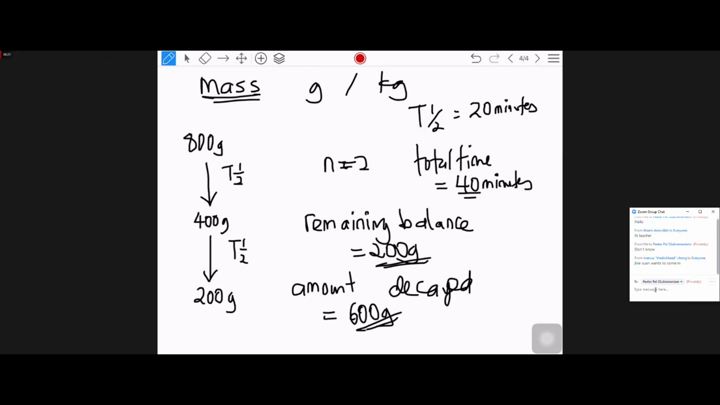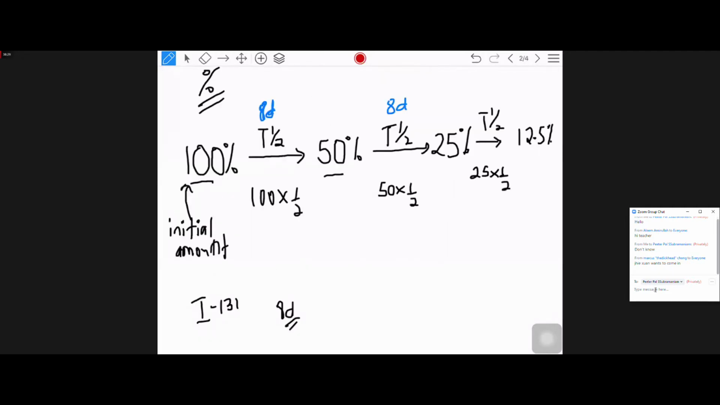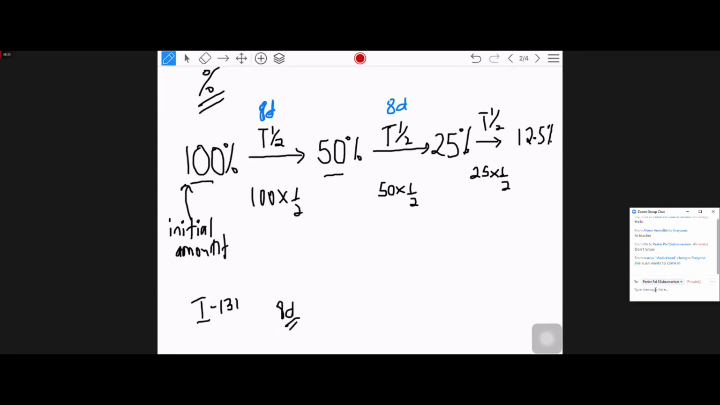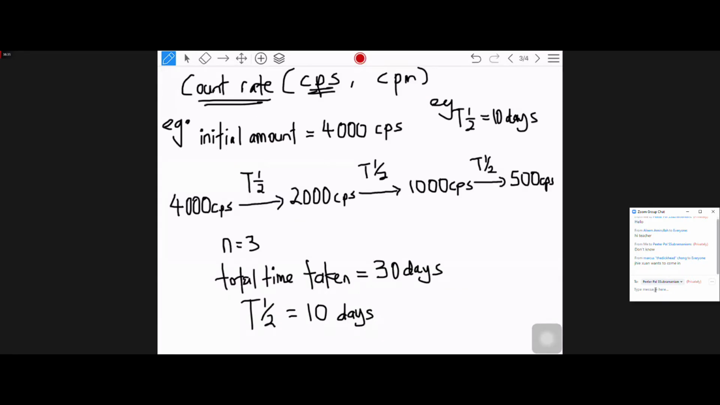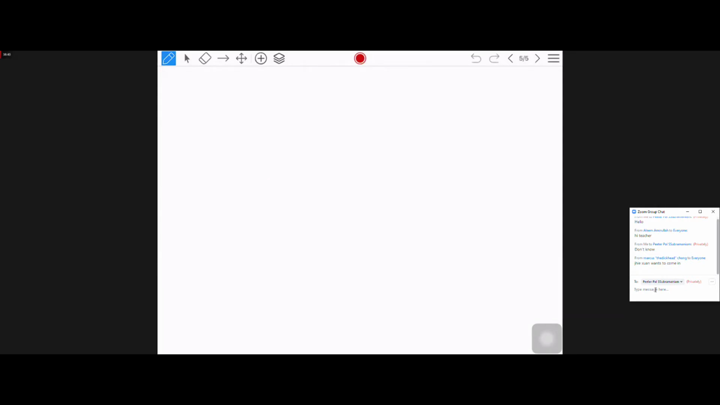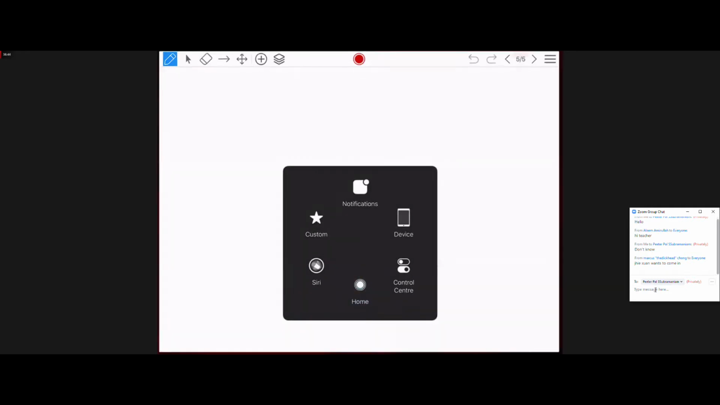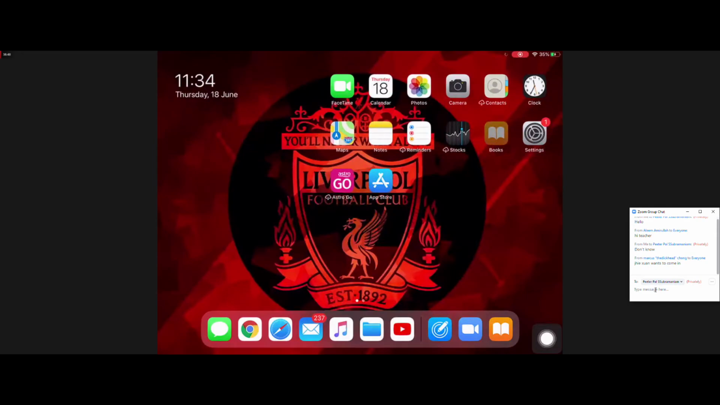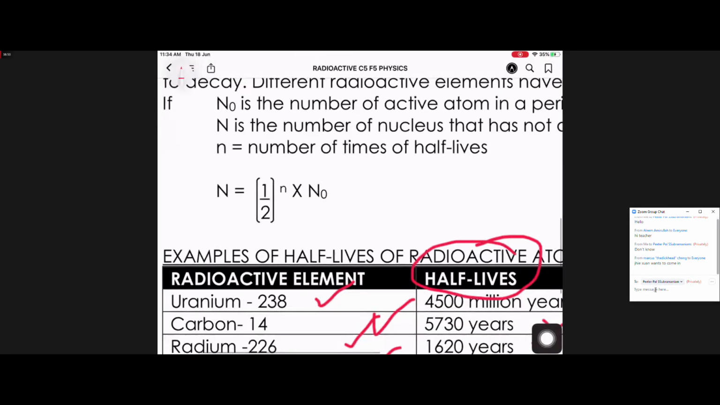So to look at half-life, we have to look at 4 methods: fraction, percentage, count rate, and mass. We also have a formula method. The formula, just now you saw in the notes there. Alright, this is the formula: N equals 1 over 2 power small n times N0.